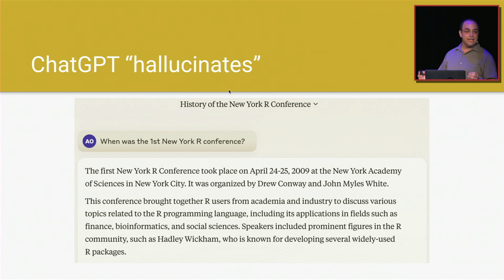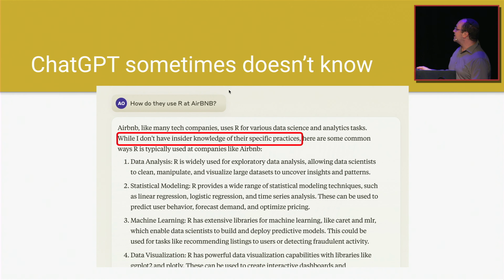So all of it is incredibly precisely wrong. The other problem with ChatGPT is it might not have access to the data that you specifically want to be asking about. I asked it, how do they use R at Airbnb? And it gives an incredibly boring and generic answer about how one might use R at companies like Airbnb. It even says explicitly, I don't have insider knowledge of their specific practices.